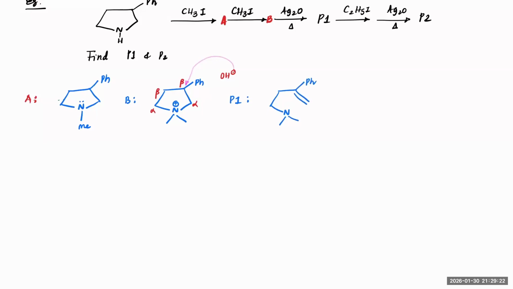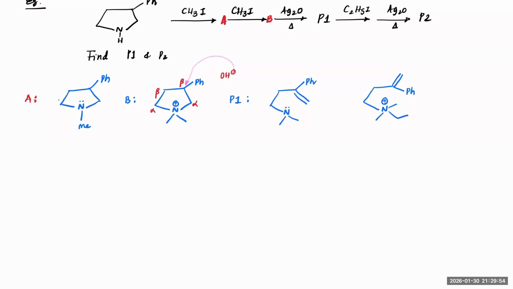So this is P1. After that, we have C2H5I being added. Again, the lone pair will attack, this time on the ethyl position. So what do I get? Nitrogen with methyl, methyl, and one more ethyl, and here we have the double bond with phenyl. This is the product we got earlier, and now again it will get a positive charge. Clear?